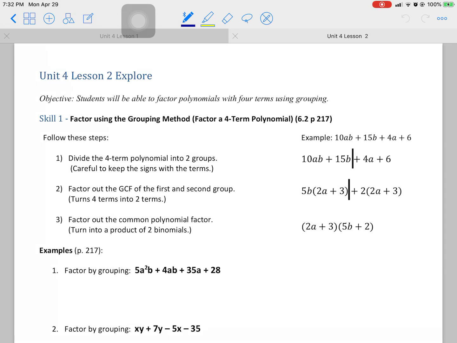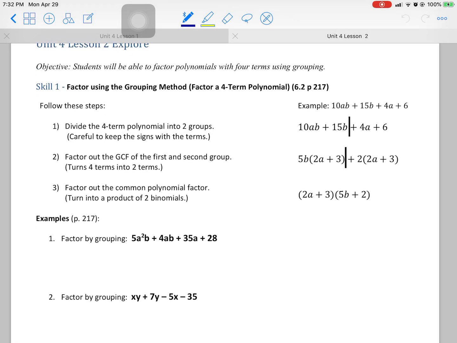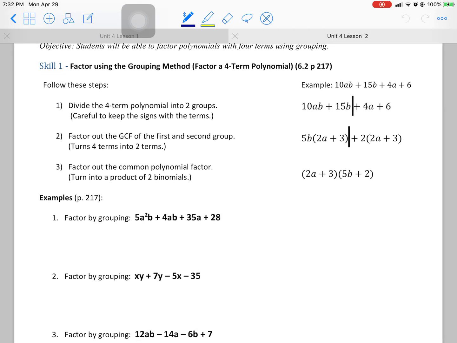Right, Unit 4, Lesson 2, Explore. Factor using the grouping method. I like to call it factoring a 4-term polynomial. Okay, 1, 2, 3, 4 terms. There's no GCF to come out of all 4 terms.